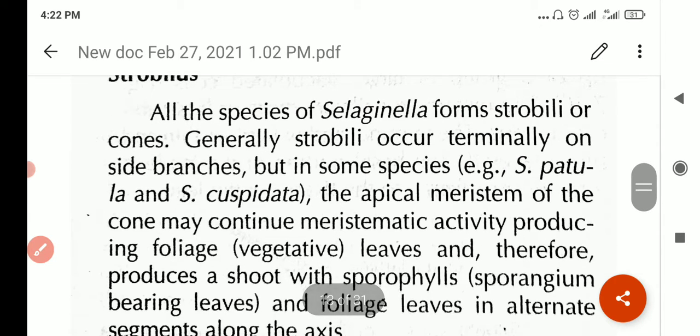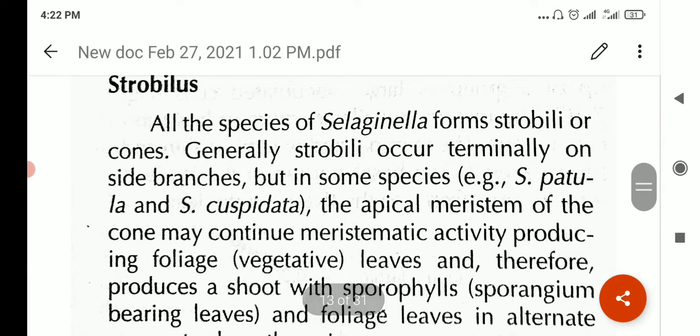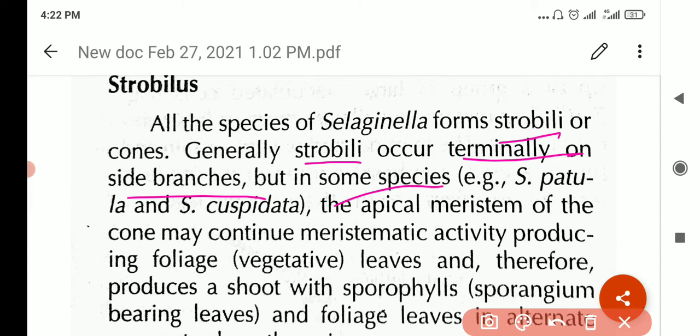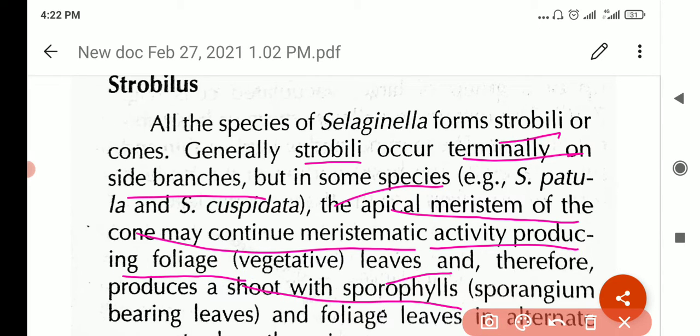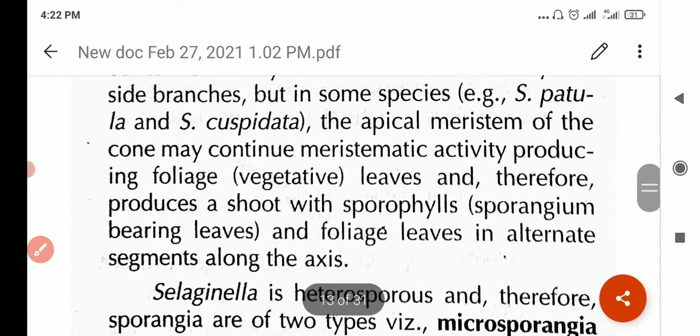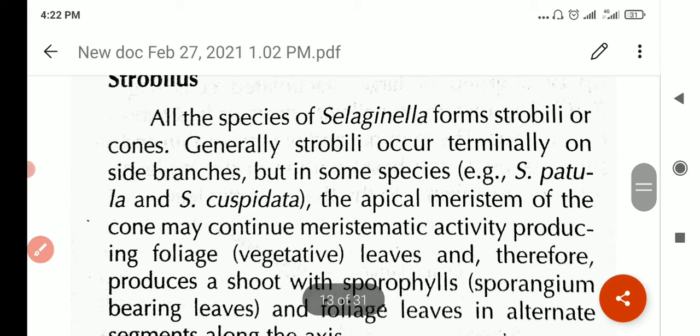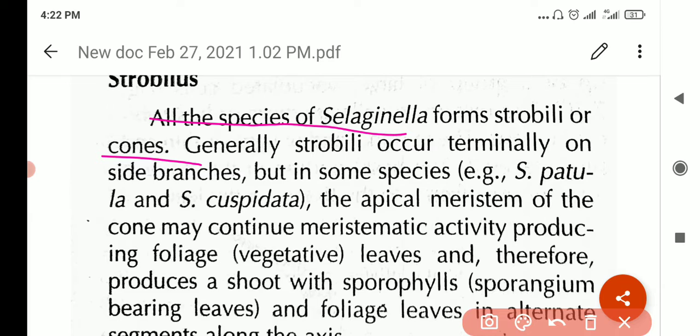So I'll just read out. All the species of Selaginella will form cones. Generally, the strobilus occurs terminally on the side branches, but in some species, the apical meristem of the cone may continue meristematic activity, producing foliage leaves, and therefore produce a shoot with sporophylls. The cones usually occur at the tip of the branches, on the side branches at the tip.